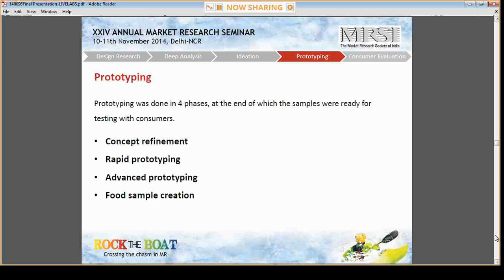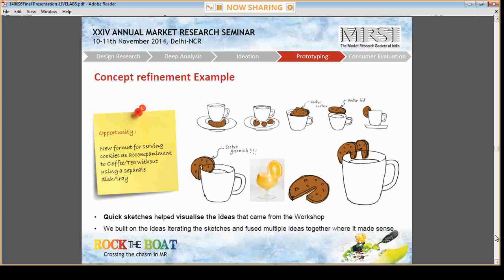Next, please. Now, the next phase of this is prototyping. As I said, from the ideation workshop, we get a lot of these opportunity areas. We identified which opportunity areas we want to ideate in, and then in each of these opportunity areas, we ideate a lot of concepts. These ideas may come in the form of a simple one-line description, or a rough sketch, anything it can be. Then we take this on and refine them further, and we call this phase prototyping. Here we have defined prototyping in 4 different stages: concept refinement, rapid prototyping, advanced prototyping, and food sample creation. Next, please.